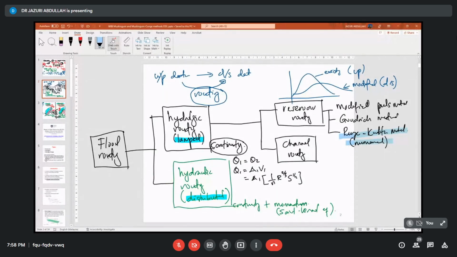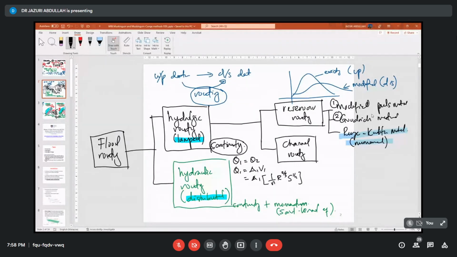Okay, but however for another two methods, which is the modified Puls method dengan Goodrich method, so basically ini ada dalam example buku Subramanya. So you boleh buka kaedah tu, and I think I will teach you only salah satu method sajalah. Okay, so nanti saya cerita kenapa nama dia sebagai reservoir routing dan kenapa nama dia sebagai channel routing.